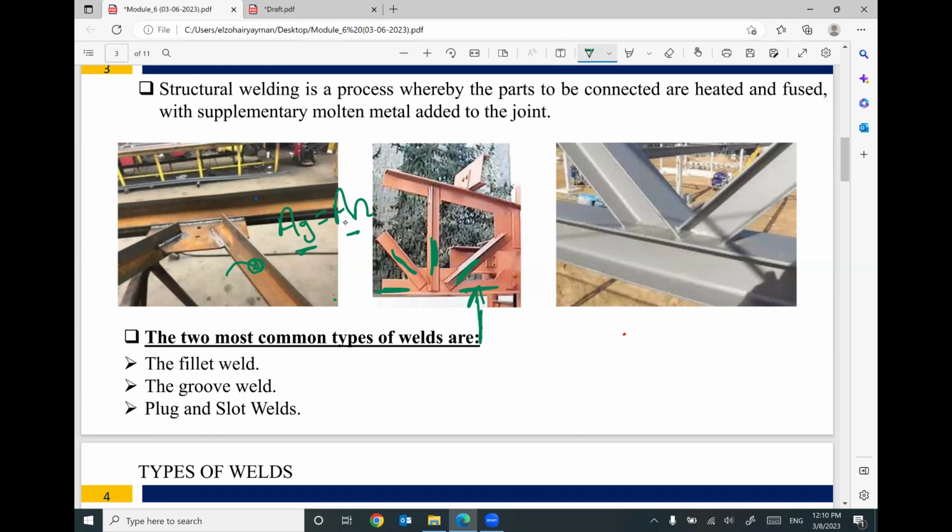We have different types of welding. We have fillet weld, which will be covered in this course. We have groove weld, and we have plug and slot weld. We have different types, but I will not go through all of them. I will just explain the main difference between them.